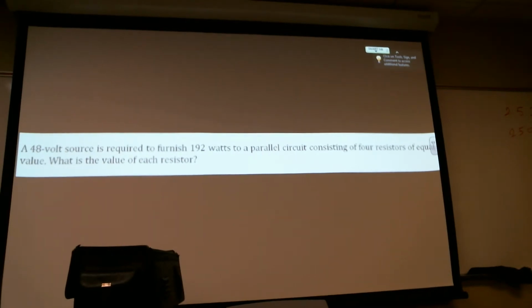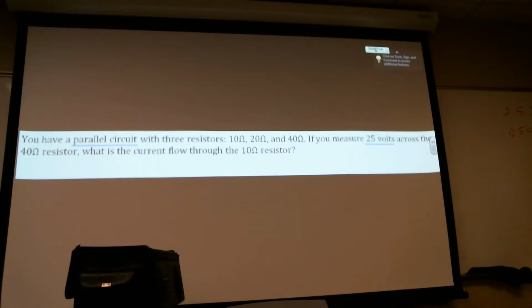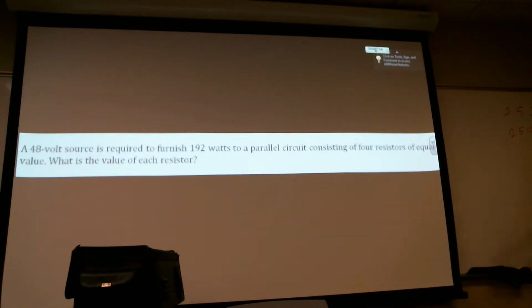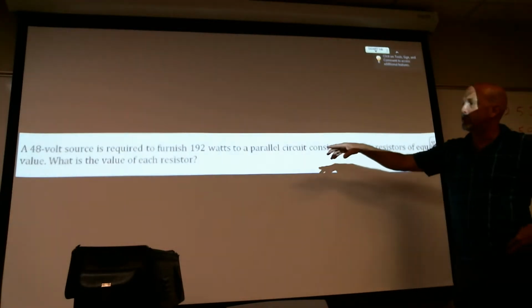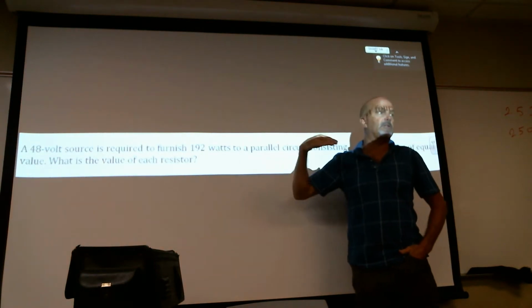Okay, a 48 volt source is required to furnish 192 watts to a parallel circuit consisting of 4 resistors of equal value. What is the value of the resistor? One of the easiest ways to do this for me is you can take the voltage and the watts and get total resistance.